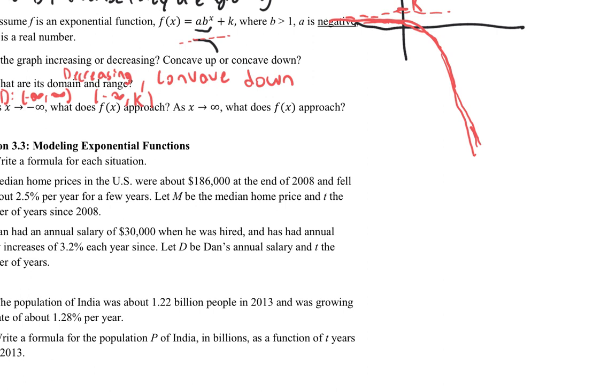Okay. Next question is, as x approaches negative infinity, as we go to the left, what does f of x approach? That's going to be approaching our asymptote, which is k. And then for the second part, as it goes to positive infinity, what does it approach? Well, as we go to the right, we're going to just keep going down and down and down. So we'll say that approaches negative infinity.